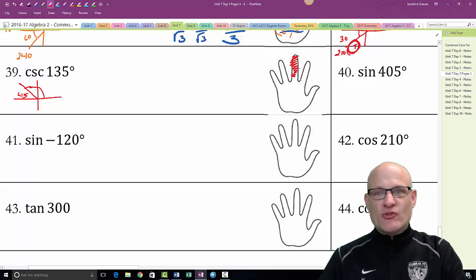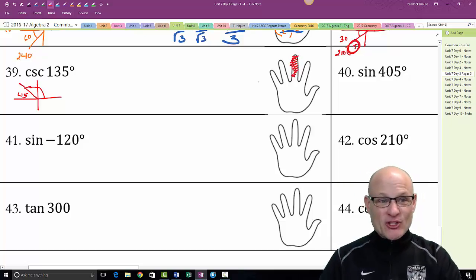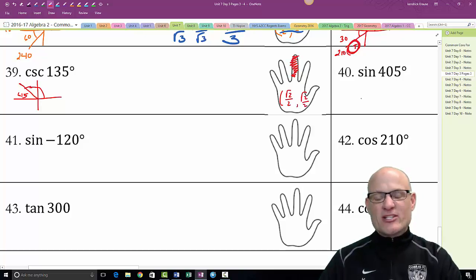Oh, now we're doing cosecant. Careful, kids. Cosecant. All right, so square root of 2 over 2. Square root of 2 over 2. I got to figure out which one is negative. We're in the second quadrant, so the x values are negative. Let me put that negative right there.